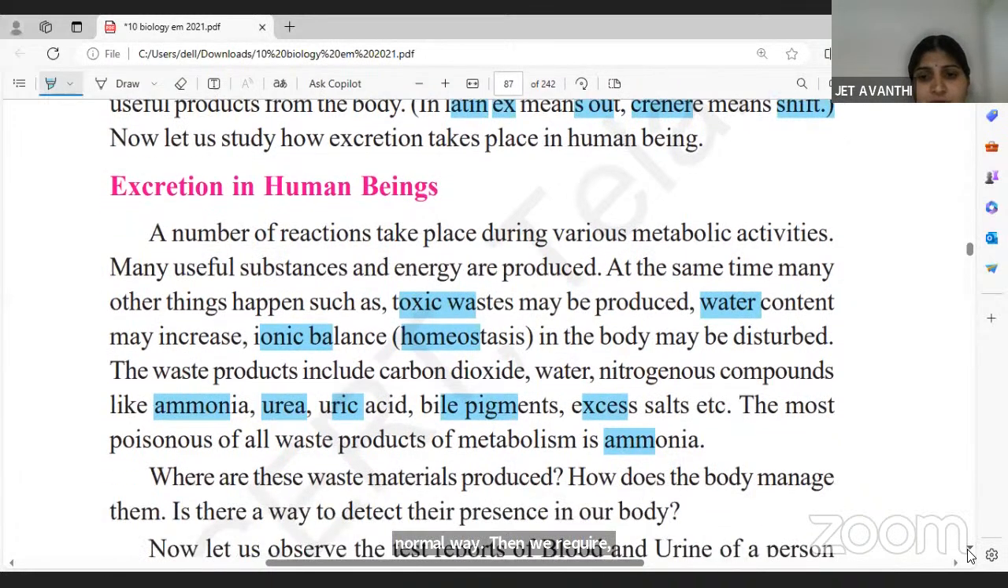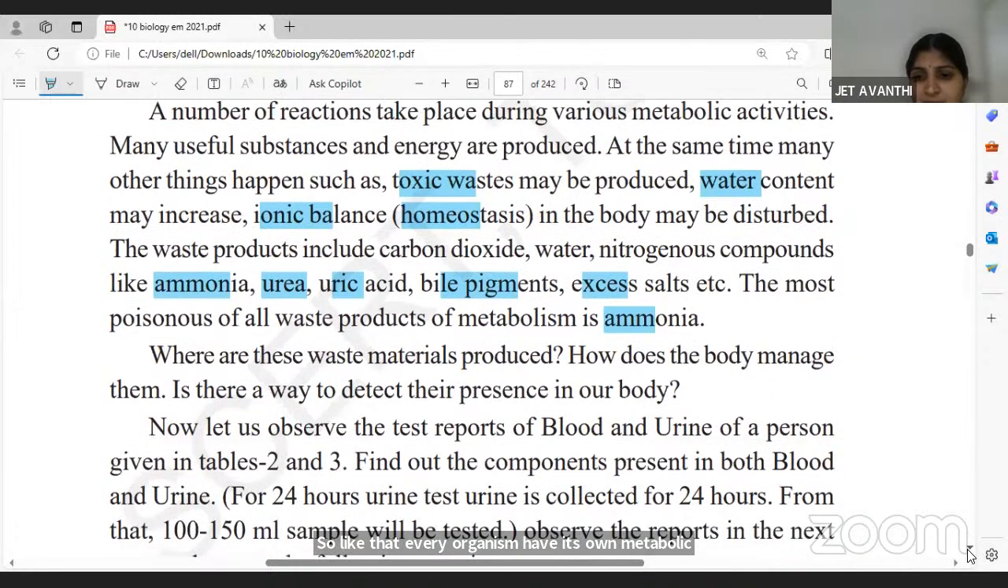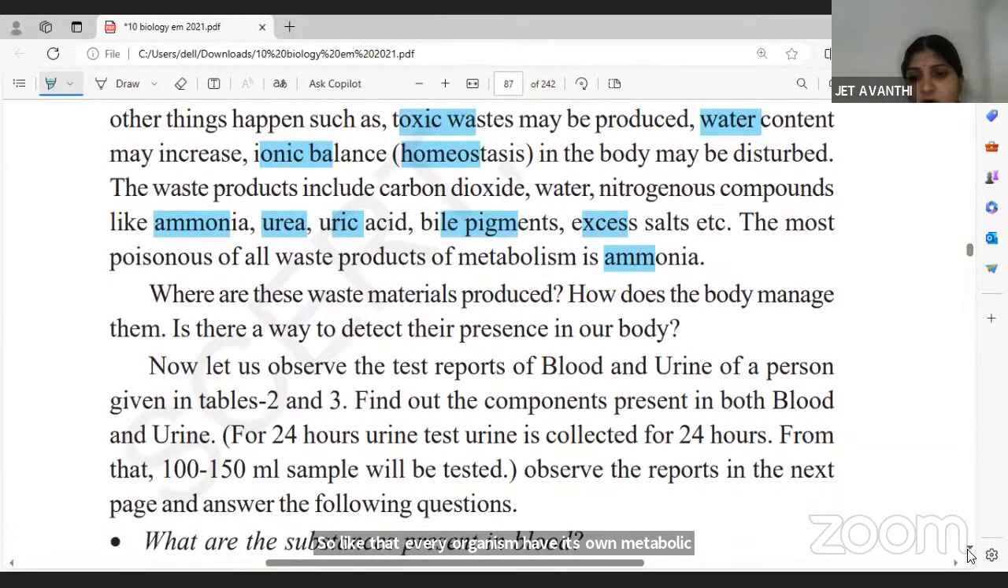See, as I told you, these are the metabolic wastes, children: ammonia, urea, uric acid, some bile pigments, and excess salts. Mostly all these are nothing but nitrogenous waste. Every organism has evolved with a particular excretory product. In birds, aves, uric acid is the important excretory product. In some annelids and arthropods, ammonia is the waste product. And in mammals, we excrete urea. Like that, every organism has its own metabolic product which is particular to that organism.